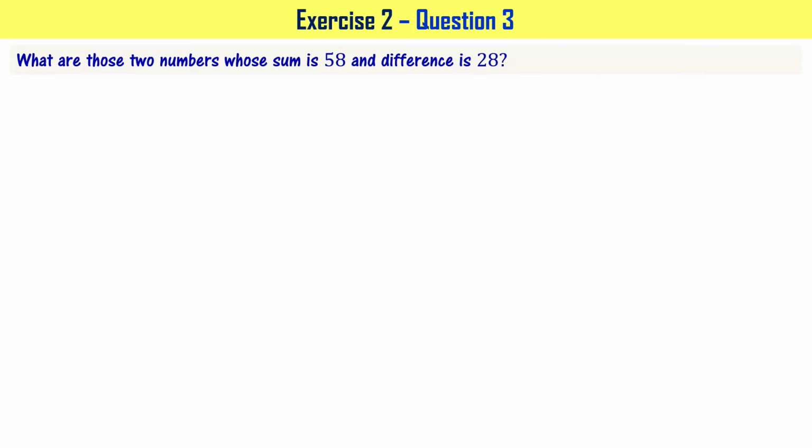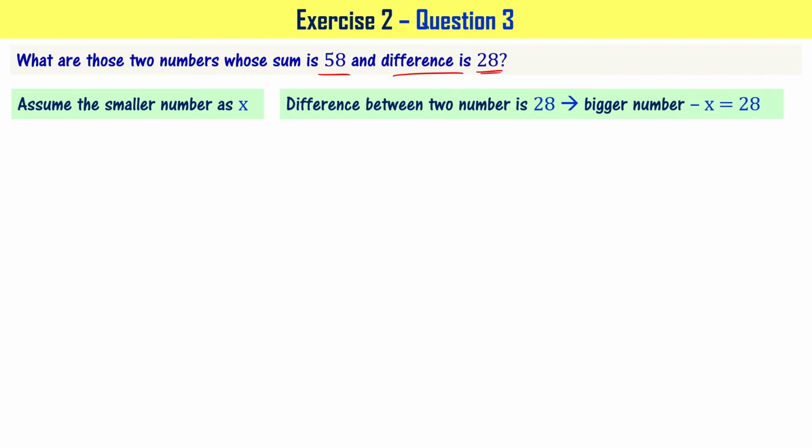Now let's look at question number 3. What are those two numbers whose sum is 58 and the difference is 28? In a similar fashion to the earlier problem, let me assume that the smaller number is x. If the smaller number is x and the difference is 28, let me write the bigger number minus x equal to 28, right?